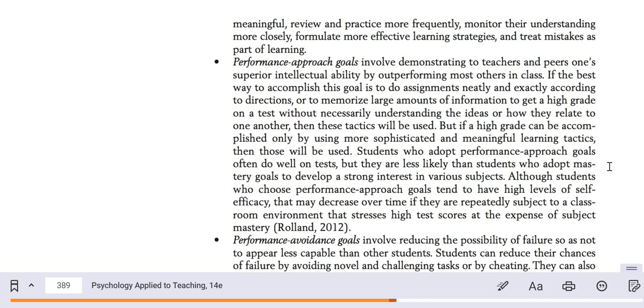Although students who choose performance approach goals tend to have high levels of self-efficacy, that may decrease over time if they are repeatedly subject to a classroom environment that stresses high test scores at the expense of subject mastery.